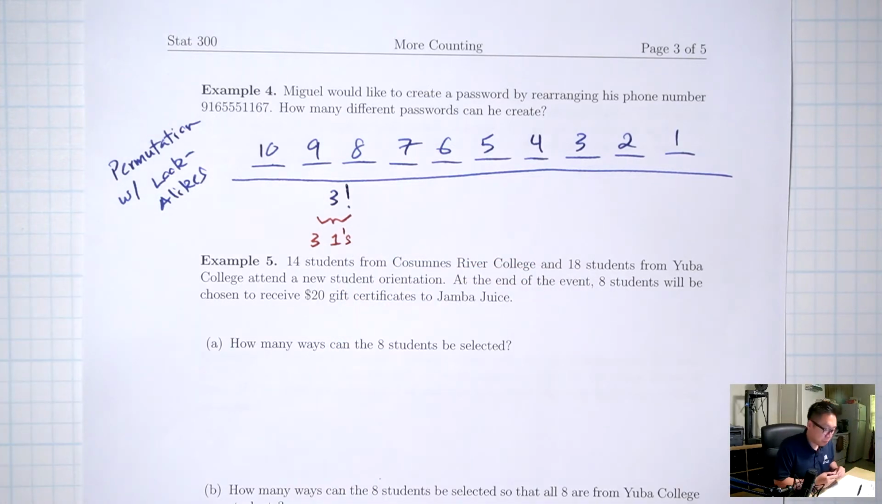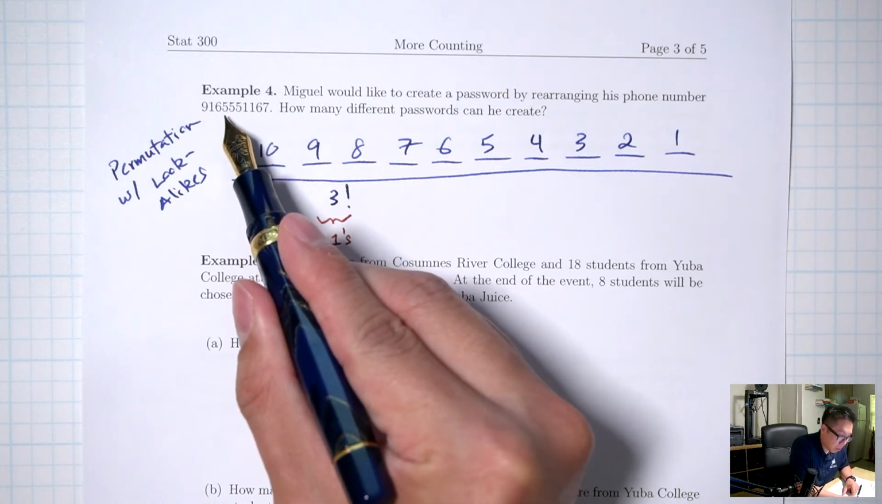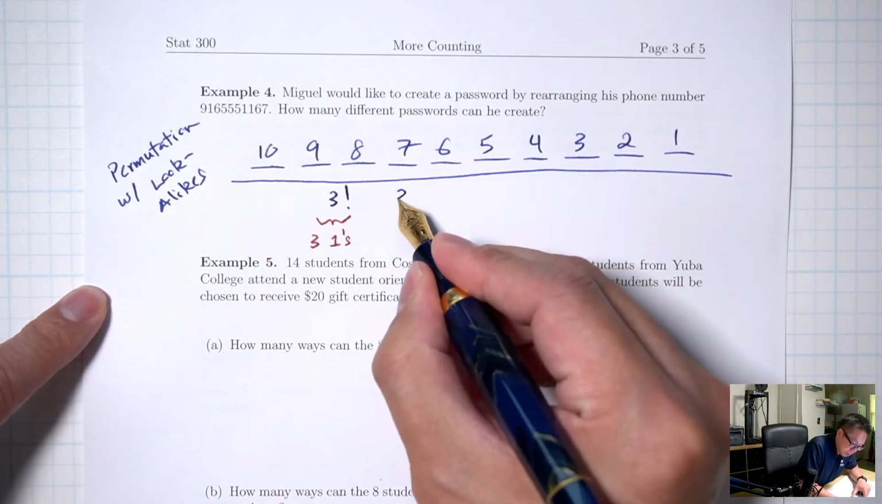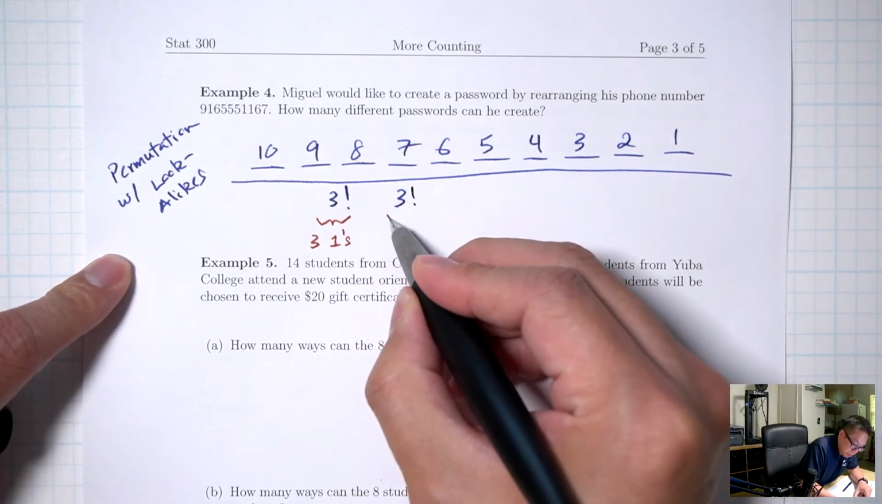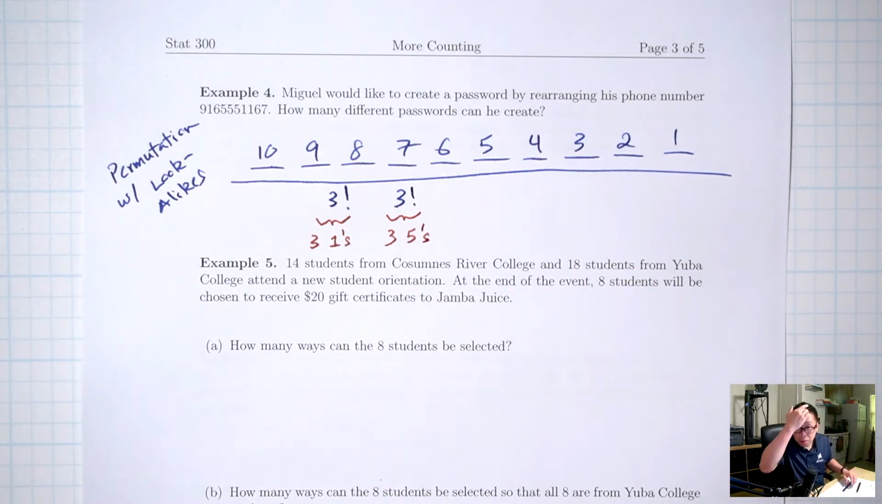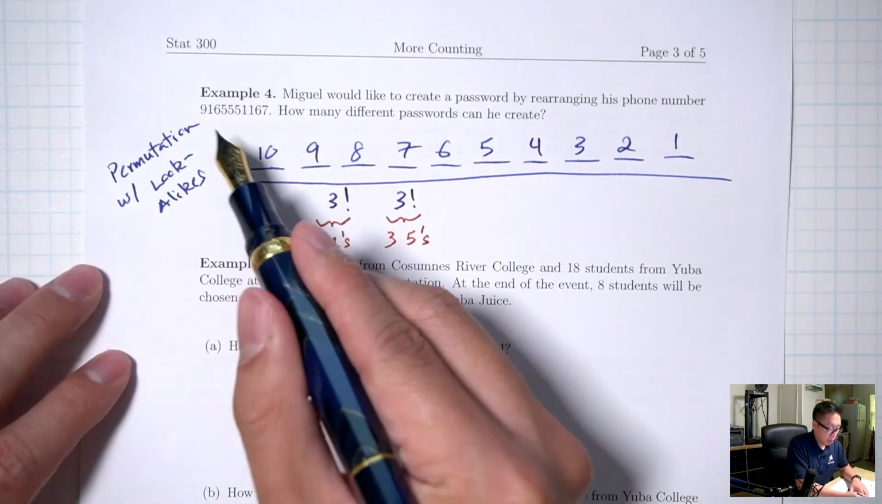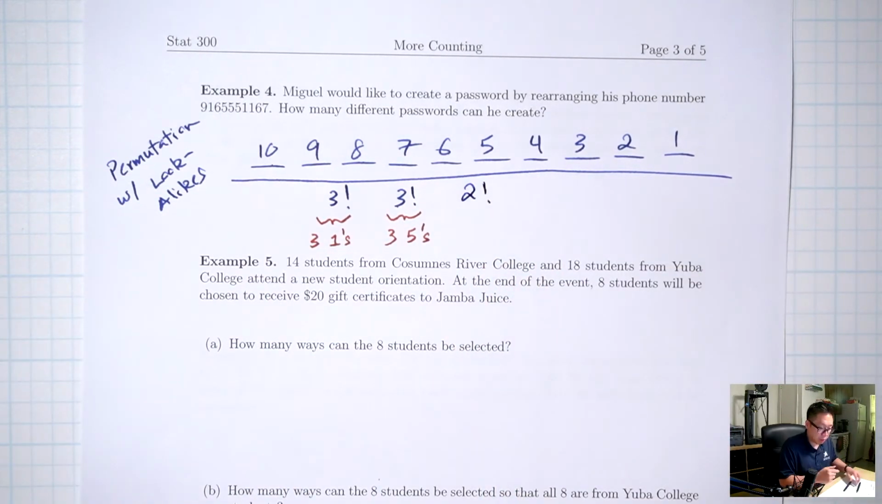What else is repeated? I see 5's. So 1, 2, 3. I think there's 3 5's, so I need to divide by 3 factorial. And that's for 3 5's. And then do I have anything else that's repeated? I think I have a 6 that's repeated twice. Okay, so for that 6, it's repeated 2 times, so I need a 2 factorial. And that's for the 2 6's.